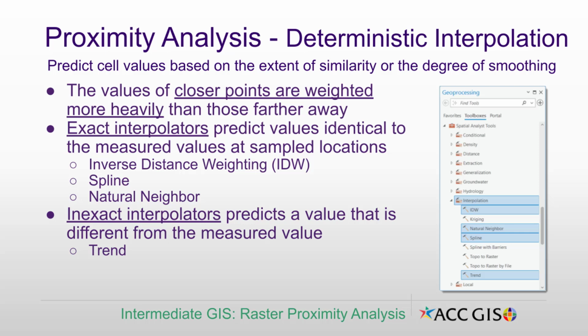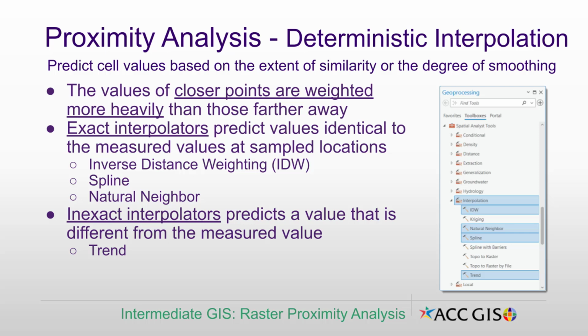Deterministic interpolation predicts cell values based on the extent of similarity or the degree of smoothing. The values of closer points are weighted more heavily than those further away. And they can be divided into exact interpolators and inexact interpolators. Exact interpolators predict values identical to the measured value at sampled locations. And so if I measure a value of 10, then the cell value that corresponds to that location is also going to be a 10.